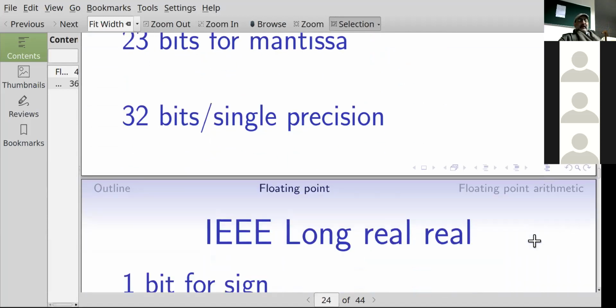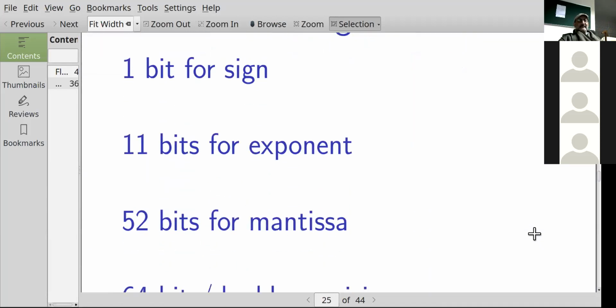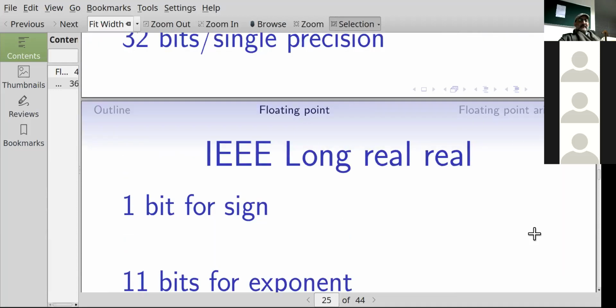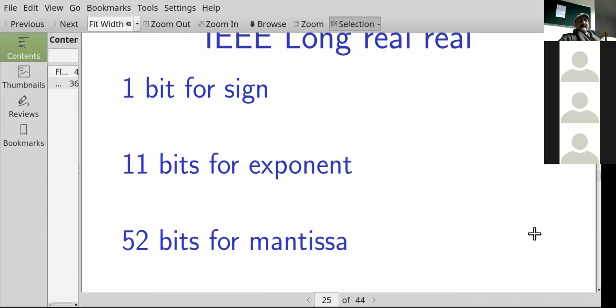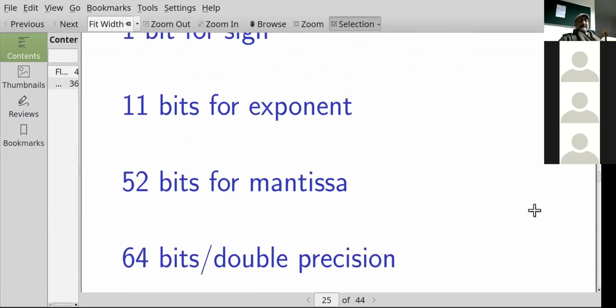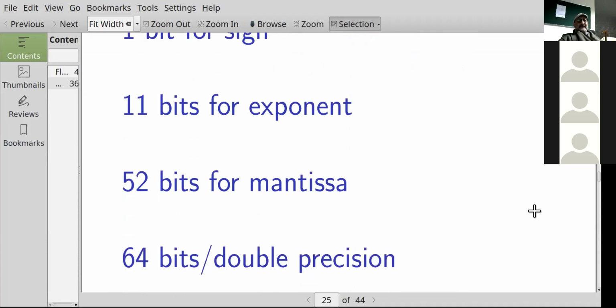Okay. Now, if you wanted to store bigger numbers, there's another format called the IEEE long real. So 1 bit for the sign, 11 bits for the exponent, 52 bits for the mantissa. I don't really expect you to remember all of these things, but you should have an idea at least of how things are being stored. Okay, that uses 64 bits for everything. And we frequently use the phrase double precision for this.